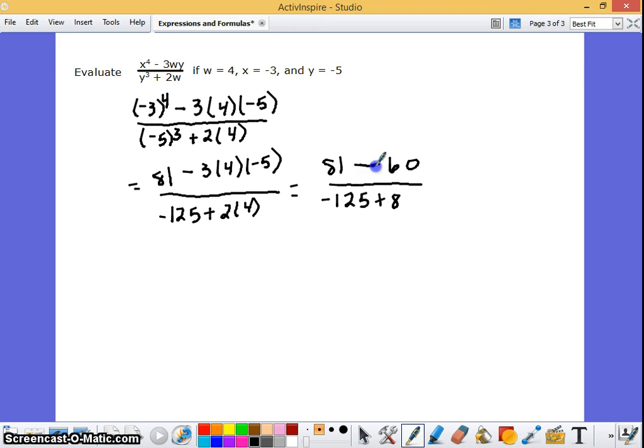This minus and negative means that we are adding right there. So 81 plus 60 is 141. Negative 125 plus 8 is negative 117. At this point, if you put this into your calculator, it will reduce it to negative 47 over 39.